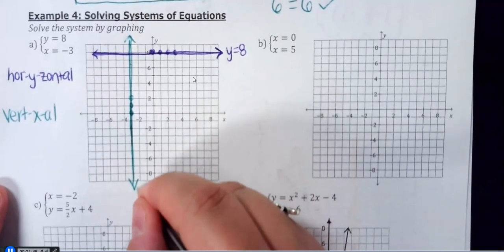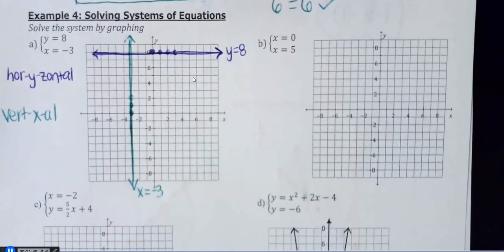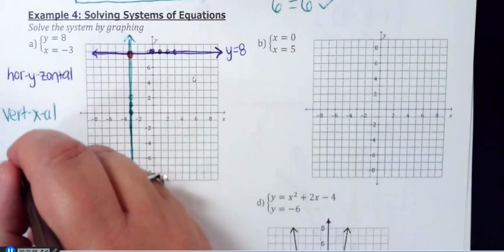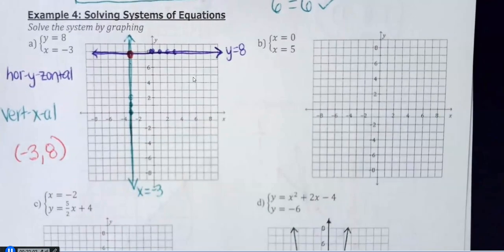So this is x equals -3. X equals is going to be a vertical line. Y equals just a plain number is going to be a horizontal line. Then if I'm trying to find my solution to the system, it's just that point right there that they have in common. So the x coordinate's -3. Y coordinate has to be 8.